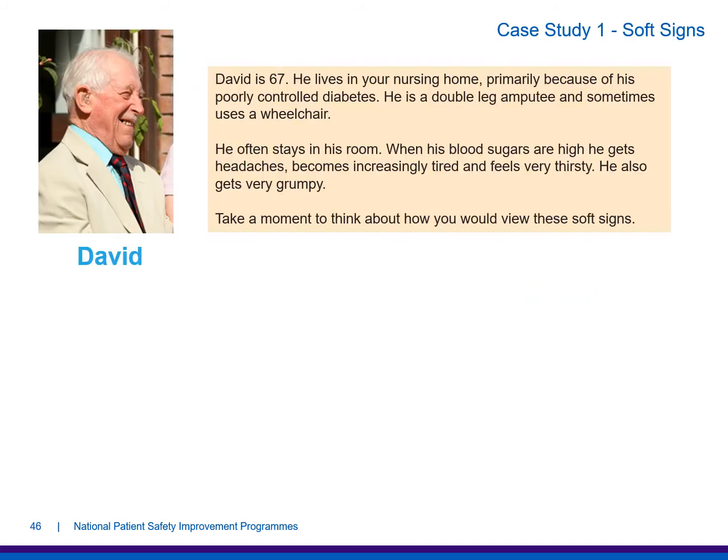So starting with soft signs and looking at David, who's a 67-year-old chap who lives in your nursing home, primarily because of his poorly controlled diabetes. He's a double leg amputee and sometimes uses a wheelchair. He often stays in his room. When his blood sugars are high, he gets headaches, becomes increasingly tired and feels very thirsty. He also gets very grumpy. Take a moment to think about how you would view these soft signs.